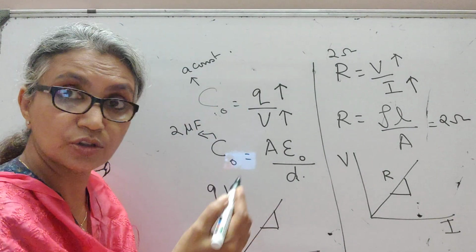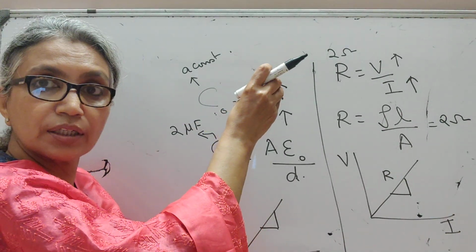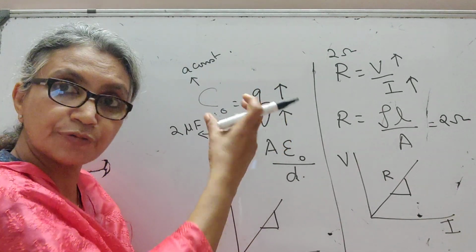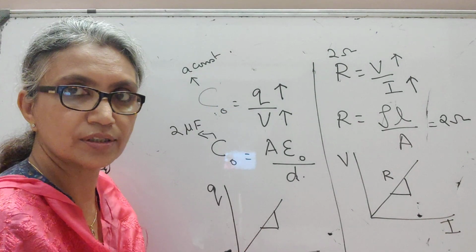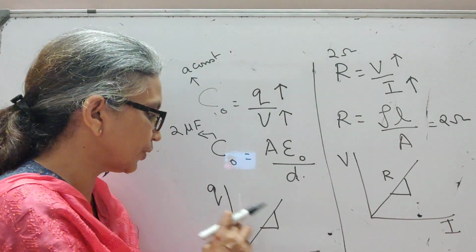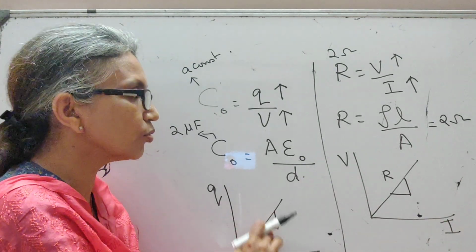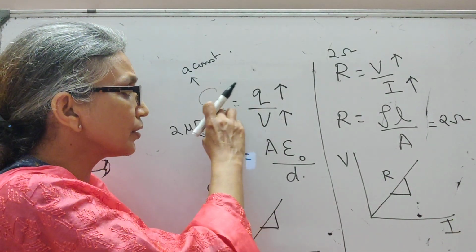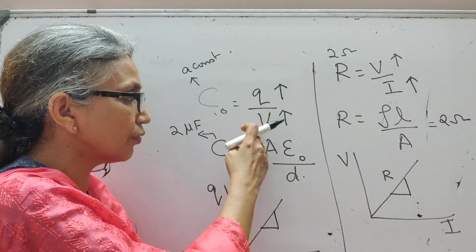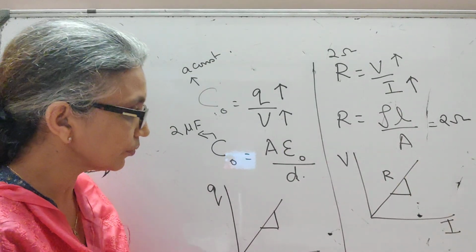When you connect the capacitor into a circuit, the charge on the metal plates will go on increasing, thereby the potential difference also will go on increasing, keeping the capacitance a constant. So if you draw a graph between Q and V, it will be a straight line whose slope will give the capacitance of the capacitor. So your capacitance is independent of the charge and the voltage. It depends on A epsilon 0 by D.